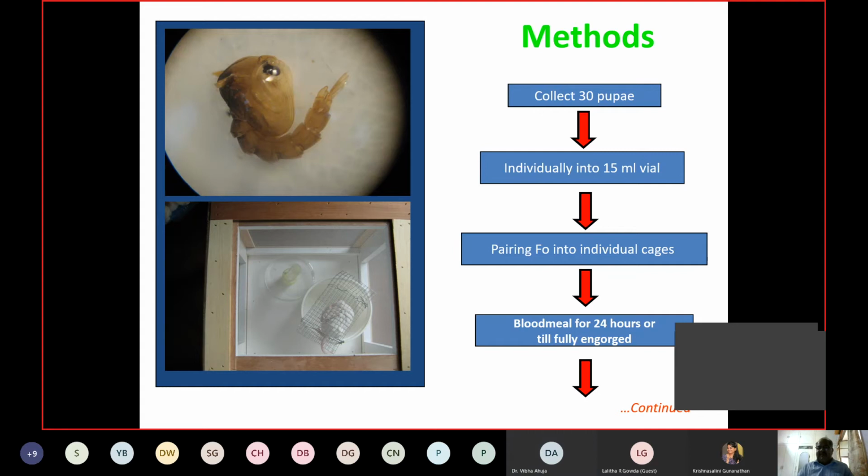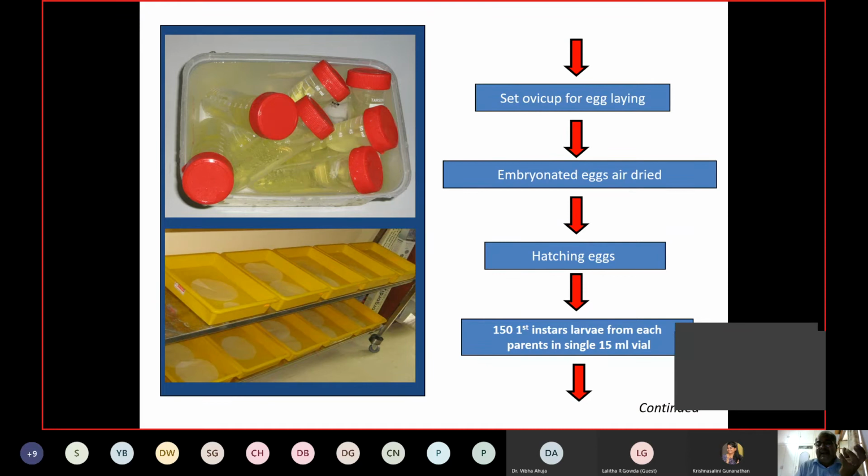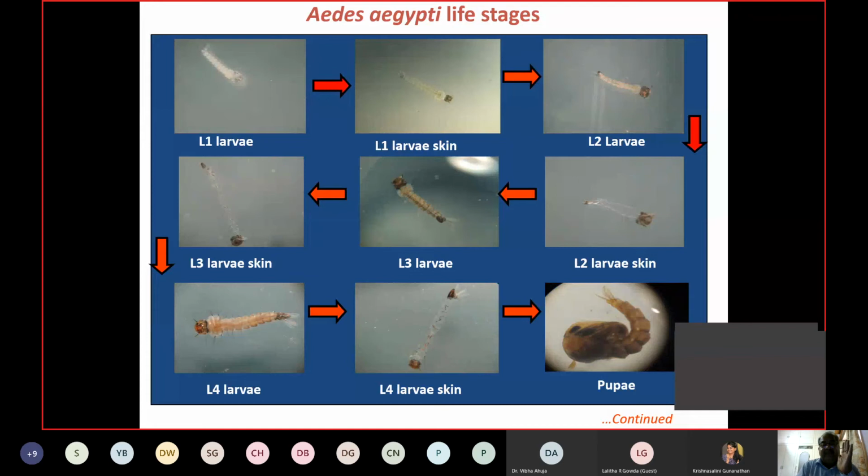So initially, from the laboratory population developed from the transgenic and the non-transgenic mosquitoes, we take 30 pupae, and they are kept in a required amount of water, and then we do the pairing, etc. We provide the blood meal in the cages to the emerged adults. The eggs are collected into the ovitraps, and the embryonated eggs are air dried. Then, to hatch the eggs, we need to take 150 first instar larvae from each parent in a 50 or 100 ml enamel tray. So this is the way the development will take place.